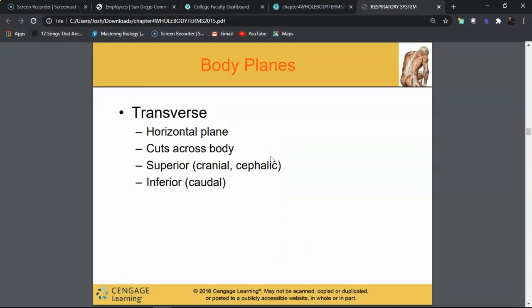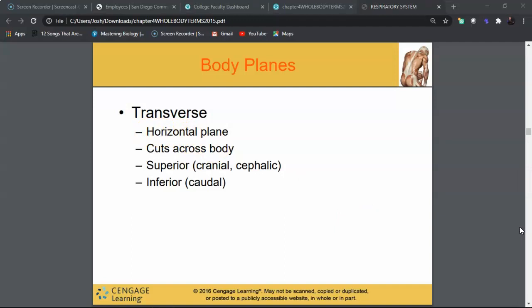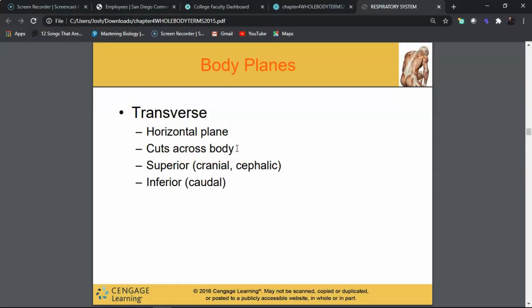Then we have a transverse plane. So transverse actually cuts us horizontally in half so that we get a top and a bottom. All right, so then we actually get a cut that's directly across the body so that we get a top and a bottom. Other terms that are similar to top and bottom, when we're talking about the top portion, it's also called superior. So when we make a transverse section, we're getting a superior, and then we get an inferior. So superior is towards the top.